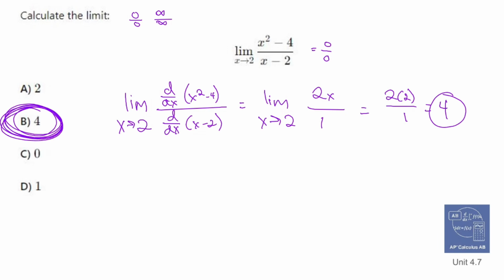So L'Hopital's rule says we don't need to factor anymore. We'll just take the derivative of the top, the derivative of the bottom, try it again, see what happens, and if it works, and it did. If it doesn't work, repeat. But in this case, it worked. Everyone wins.